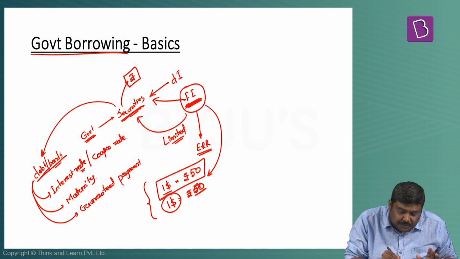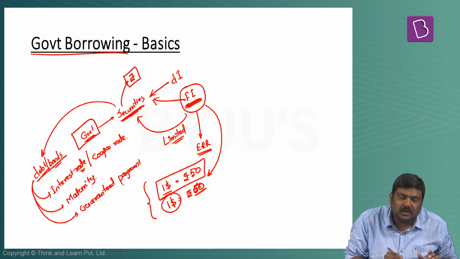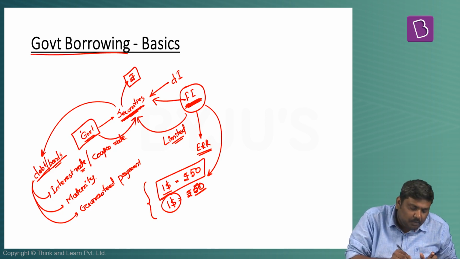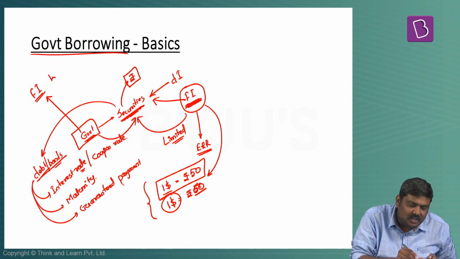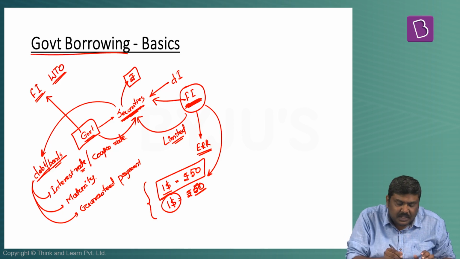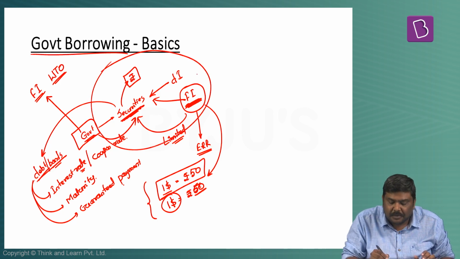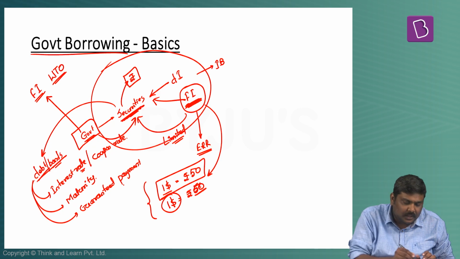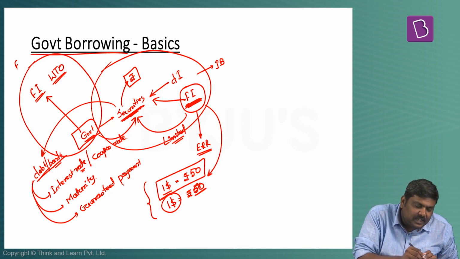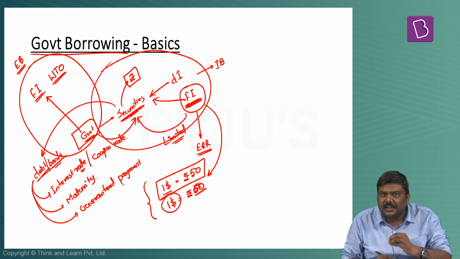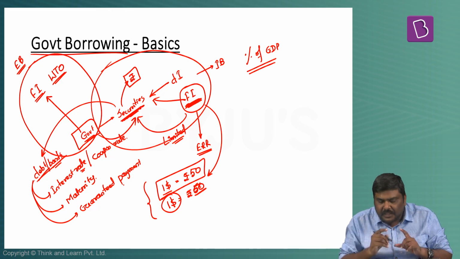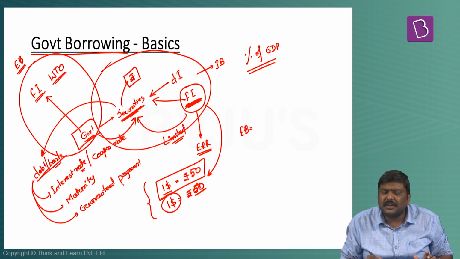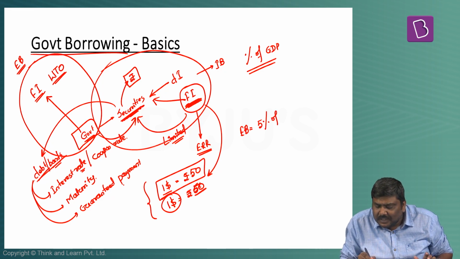Now, apart from these particular borrowings, which was done by Government of India in the domestic market, government also borrowed from foreign institutions such as World Bank. So in simple terms, this particular borrowing done by Government of India becomes internal borrowing, and this borrowing becomes external borrowing. Usually these particular borrowings are given as a percentage of GDP. In case of India, the external borrowing comprises of only 5% of GDP.